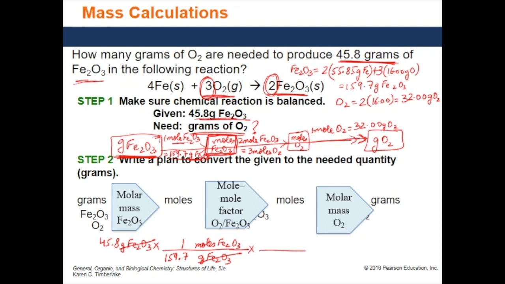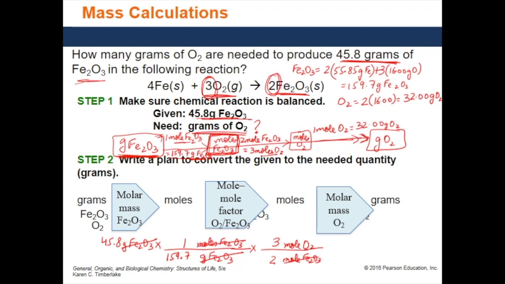So I want to cancel moles of Fe2O3. So I divide by moles of Fe2O3 and multiply by moles of, again the other side, which is O2. How many moles of O2? 3. How many moles of Fe2O3? 2. Moles of Fe2O3 got cancelled. Our answer is in moles of O2, which means I'm right here at moles of O2 on my solution map.